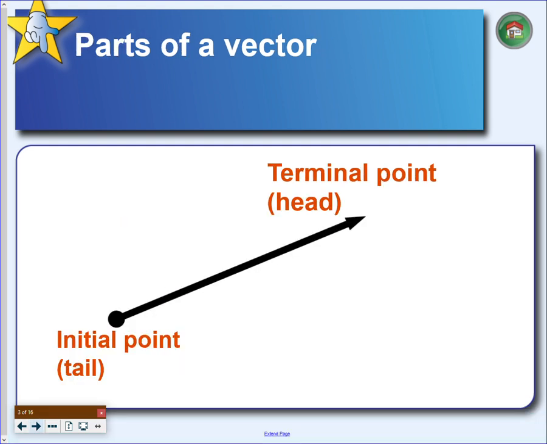Different parts of the vector, you've got the initial point, which we sometimes also call the tail. Starting point, terminal point, that's the head, that's the pointy part. That's the direction that the vector is being applied, whether it's velocity, whether it is force, or whatever.